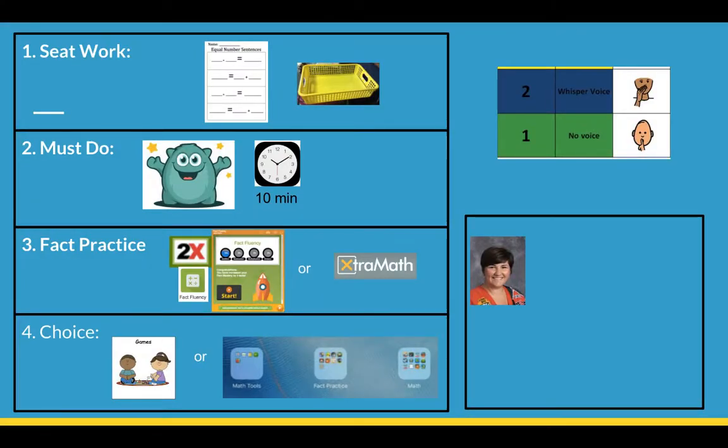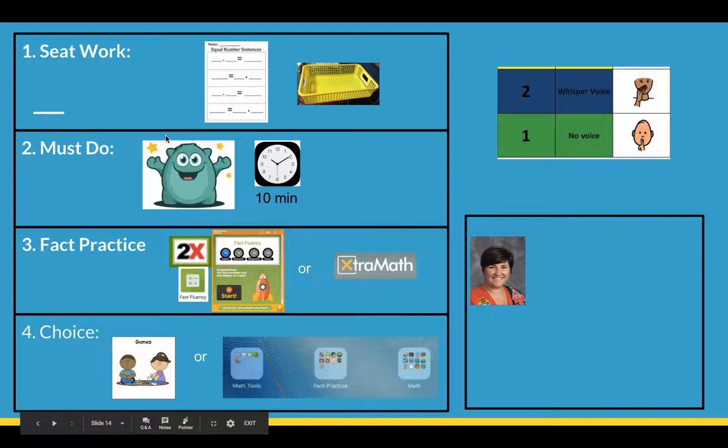You'll see this slide up on the projector. So you'll start by watching the video like you're doing now, then filling out your equal number sentences sheet. Next, you'll go in and set your timer for 10 minutes to do Prodigy. Please only do 10 minutes of that and move on to your fact practice. If you would like to continue with Prodigy, then you can always go back if you have time at the end for your choice time.